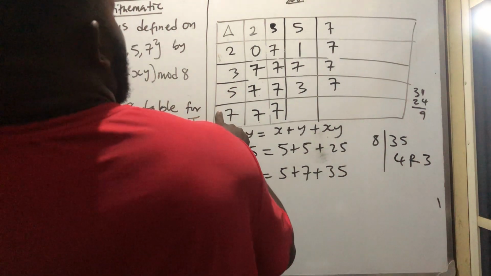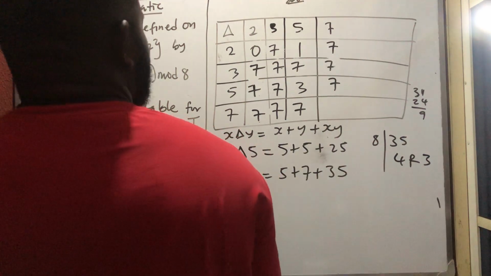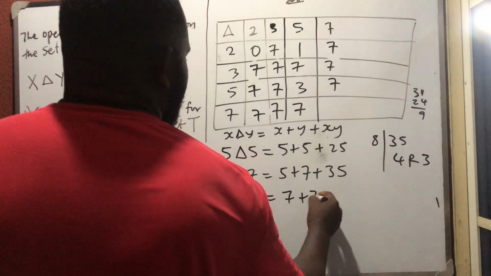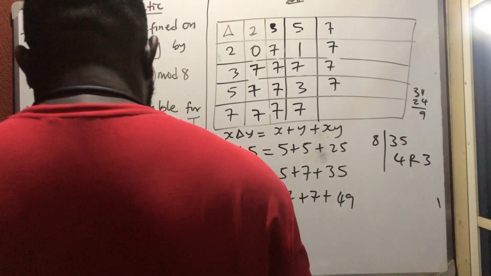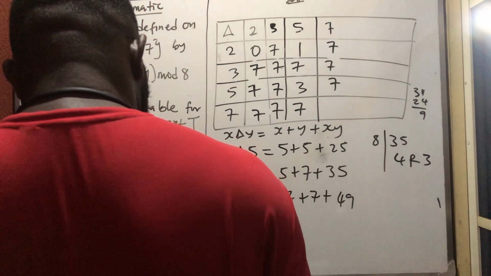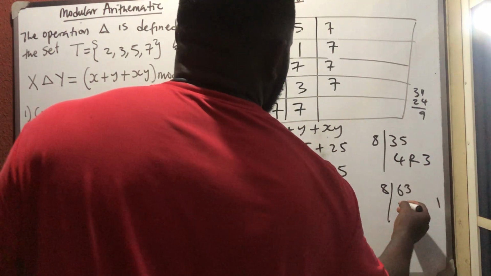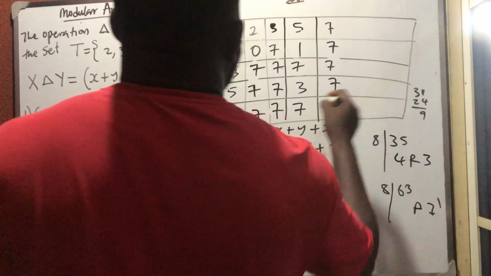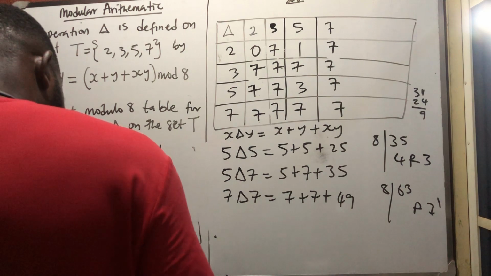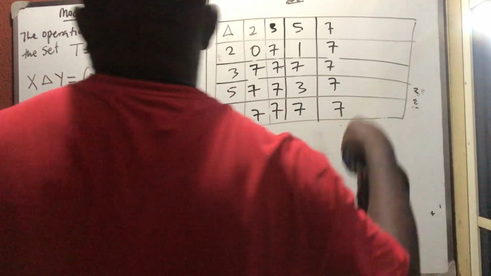So 7 operates on 5 is same as 5 operates on 7, which is what? 7. Now 7 operates on 7 is 7 plus 7 plus 49. So that is 49 plus 14. I'm having 63. So 63 divided by 8 is 7, remainder 7, minus 7 times 8. So I'm having remainder 7. So that is that. This is the table they say we should find.